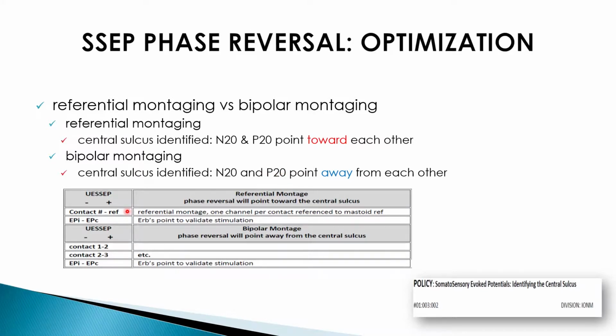The examples I had earlier used a referential montage, and they were referencing to FPZ. In some cases, you can reference to the mastoid or somewhere off the head. In the bipolar montage, you reference contact 1 to 2, 2 to 3, and so on. There's a common electrode in any two derivations. And don't forget the Erb's point electrode to validate stimulation.